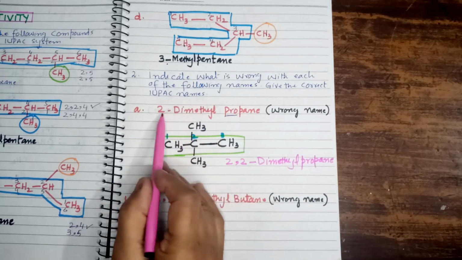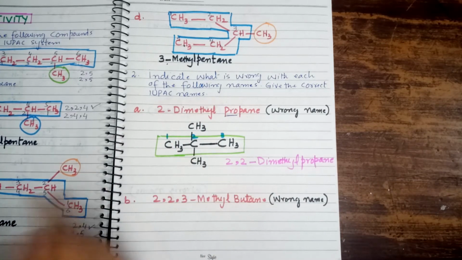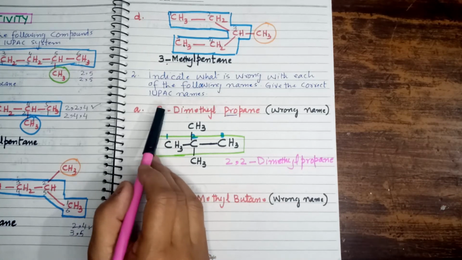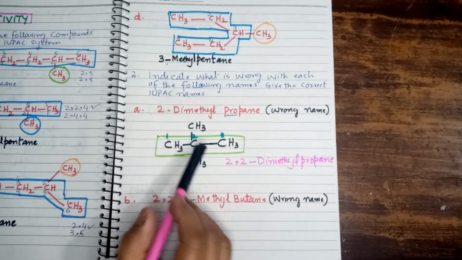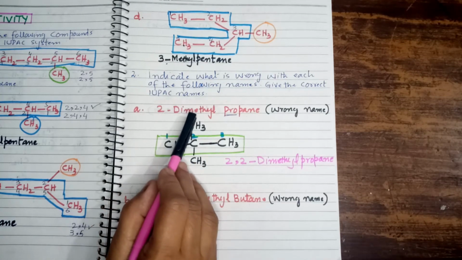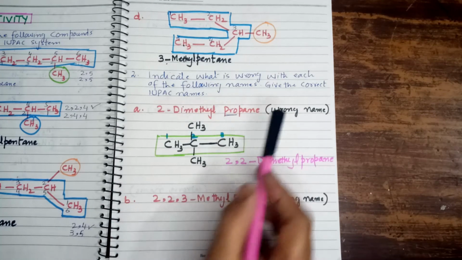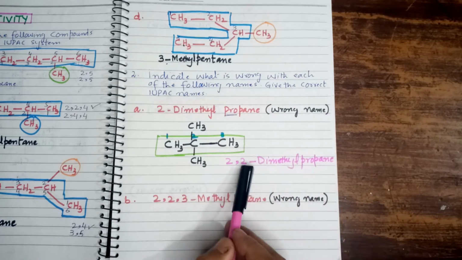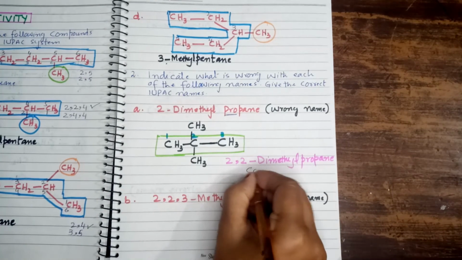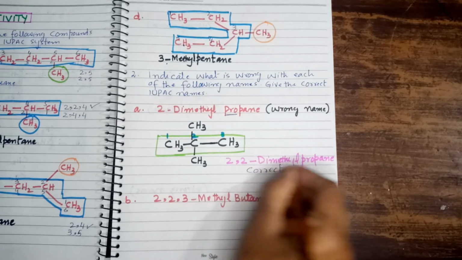This is the wrong name. Why? What is the mistake in this name? Yes. Here, the position of just one methyl radical is mentioned, right? The position of the second methyl radical is not mentioned. That's why this is the wrong name. This is the correct name. Okay, students, this name is correct. So, we can say this is the correct name.